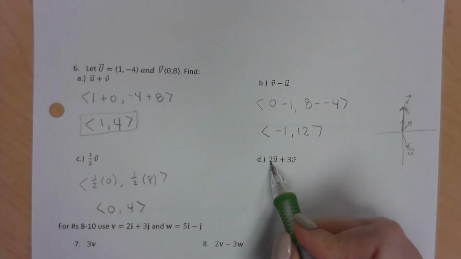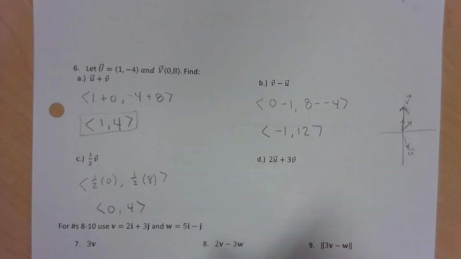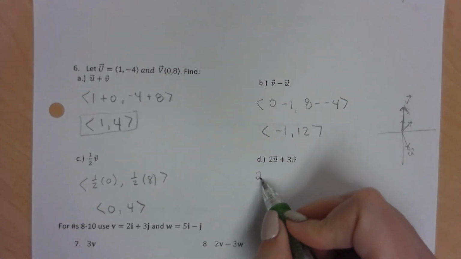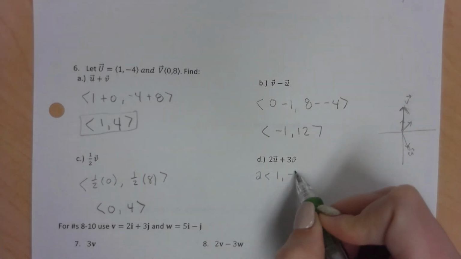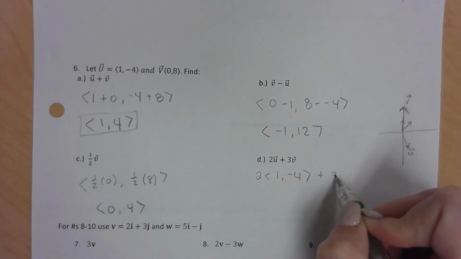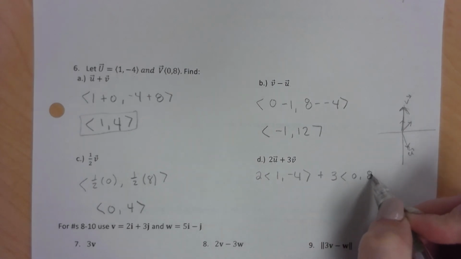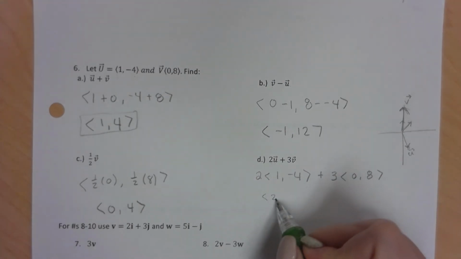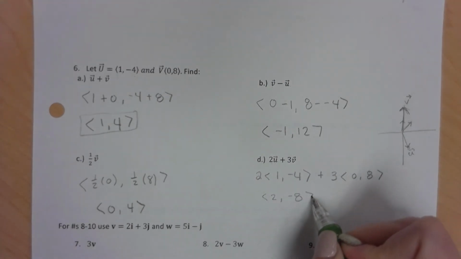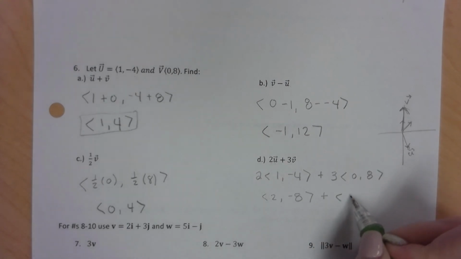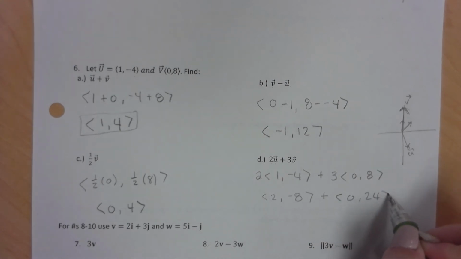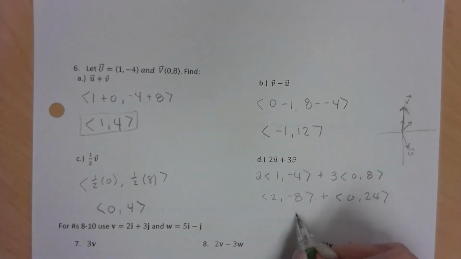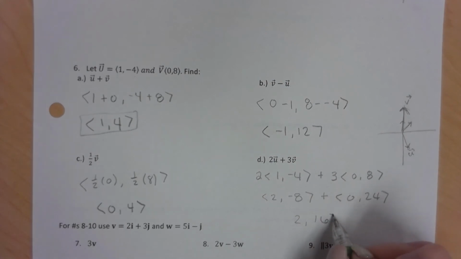Now same thing here. If I want to do 2 times u plus 3 times v, pretty intuitive here. We're going to do 2 times our u vector plus 3 times our v vector. Remember, order of operations says we have to multiply before we can add, which would give us 2, -8, and then 0, 24, which would give us 2, 16.